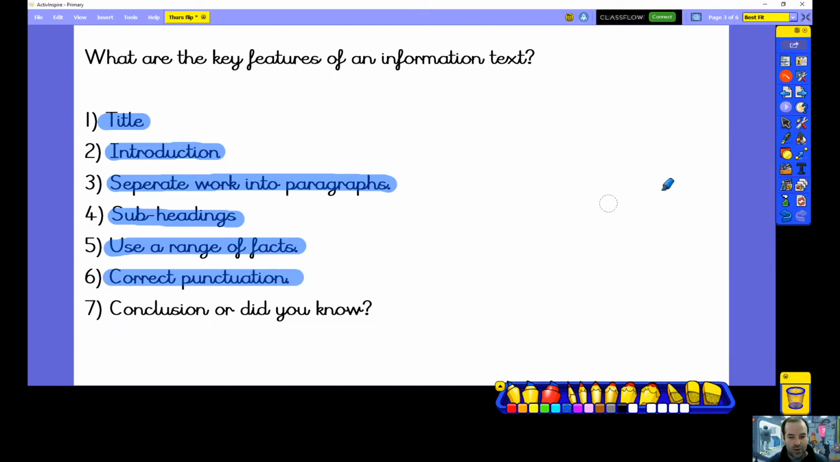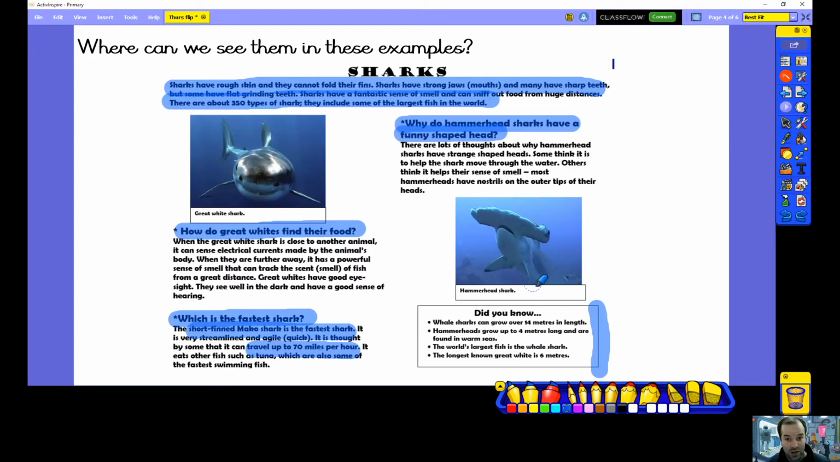Next, we have correct punctuation. Goes without saying, doesn't it, Year 4, really, correct punctuation, but it's important when you're trying to learn new things. It's important to remember the basics, because sometimes we get so carried away with what we're learning, we forget all the basics. So for instance, capital letters, the nouns, hammerhead shark's a thing, it's capital letter. The start of a sentence, capital letter, full stop. Yeah, capital letter, full stop there. There's lots of examples. Question marks here at the end of questions.